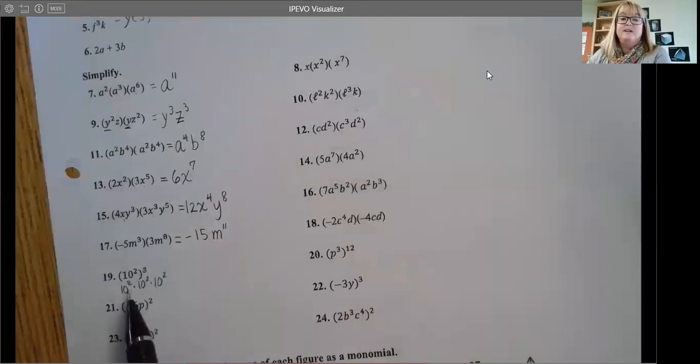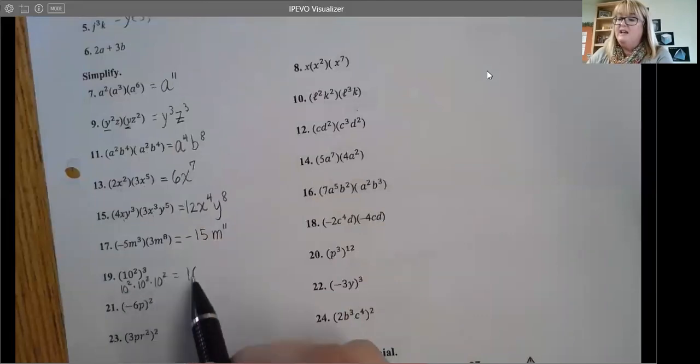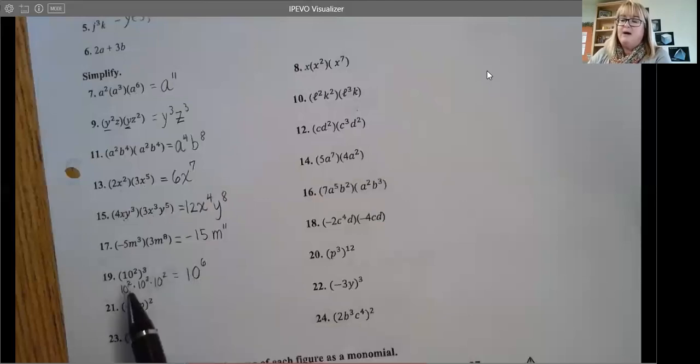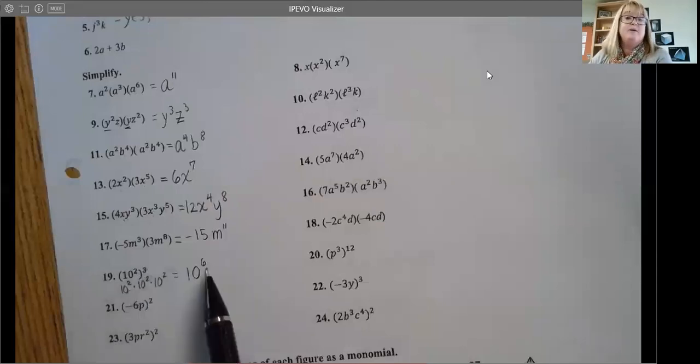Well, this is 10 squared times 10 squared times 10 squared. We just were doing that, that would be 10 to the 2, 4, 6th power. So when you're raising a power to another power, you actually multiply the exponents. So 10 squared raised to the 3rd power is 10 to the 6th power.